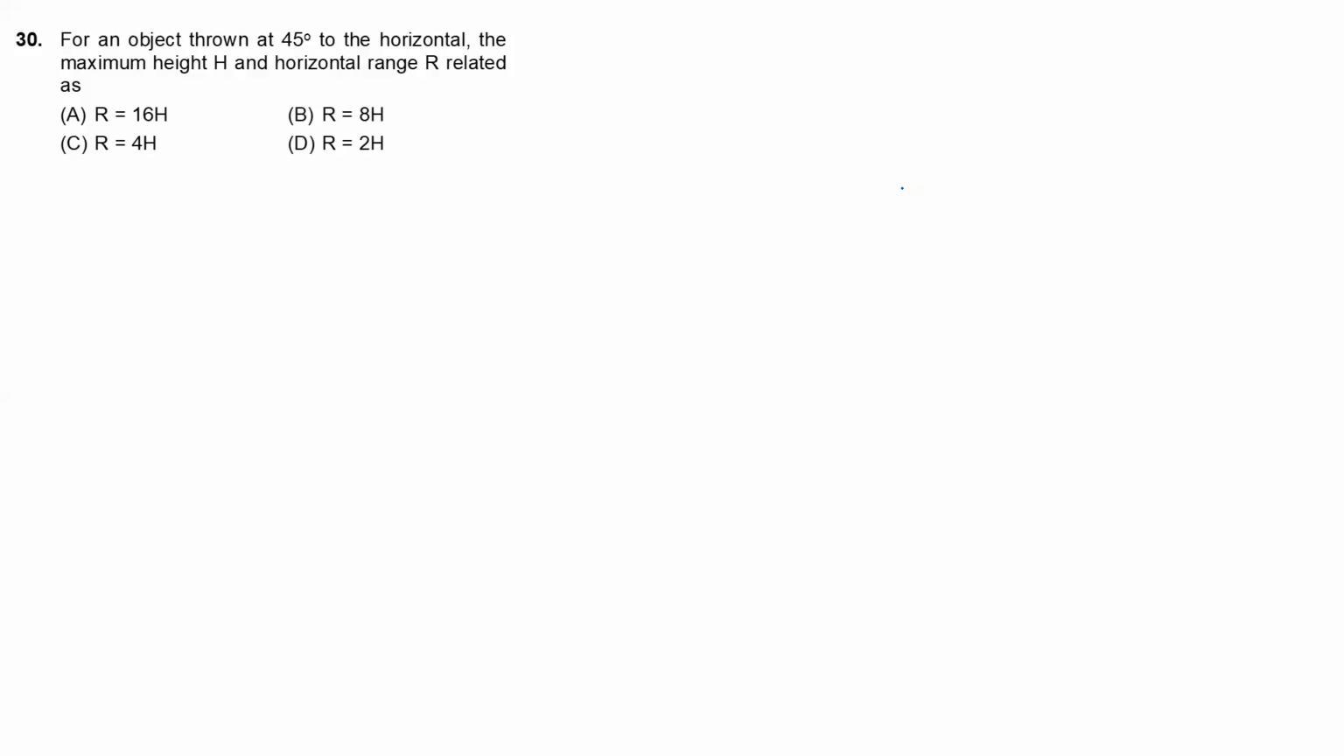For an object thrown at 45 degrees to the horizontal, the maximum height h and the horizontal range r are related as. Friends, you know maximum height h max by range. We have derived this relation in theory. H max by r is equal to 1 by 4 tan theta. Correct? And here in the question itself, he has given theta is equal to 45 degrees.